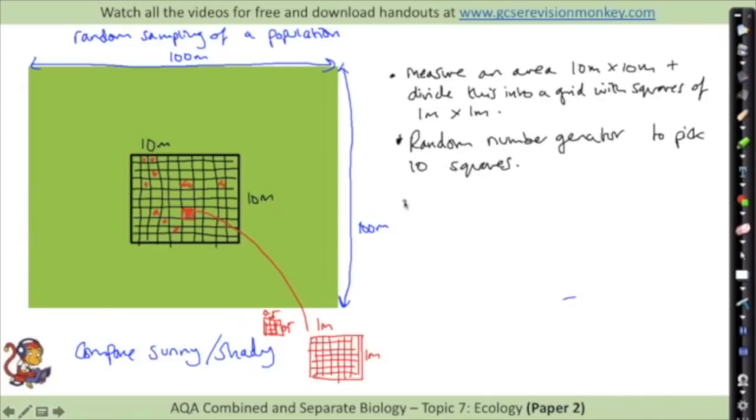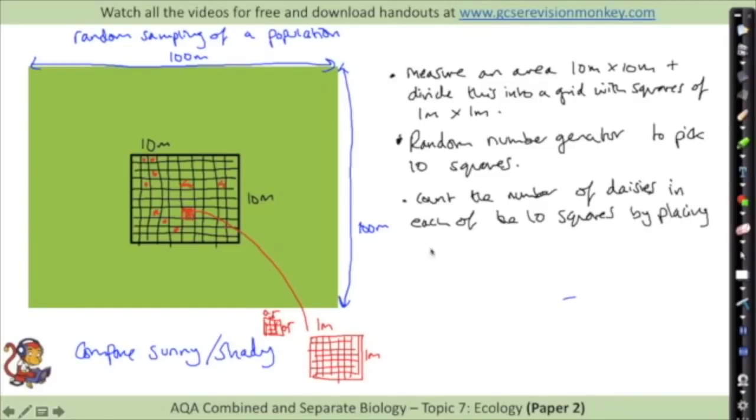We've used a random number generator, and now we are going to count the number of daisies in each of the 10 squares by placing a quadrat over the grid square and counting the organisms we find, or counting the daisies in this case that we find.